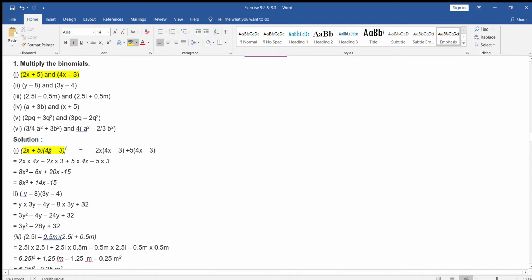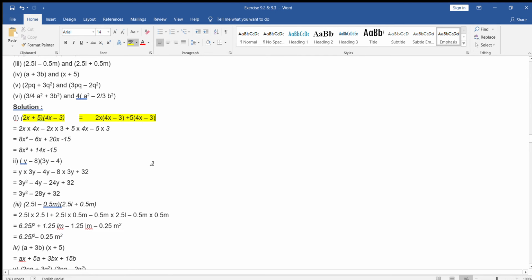First of all, we will multiply 2x with the whole bracket, then plus 5 with the whole bracket. Just see how we have written. First of all, we multiply 2x with 4x minus 3. Then we multiply plus 5 with 4x minus 3. We have to take the sign also. Be careful with the sign, otherwise our solution will be wrong. Now see, 2x multiplied by 4x, then we multiply 2x with minus 3.